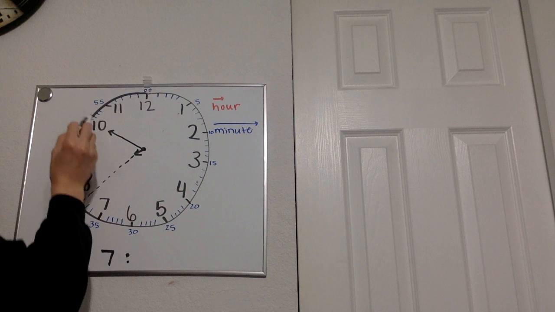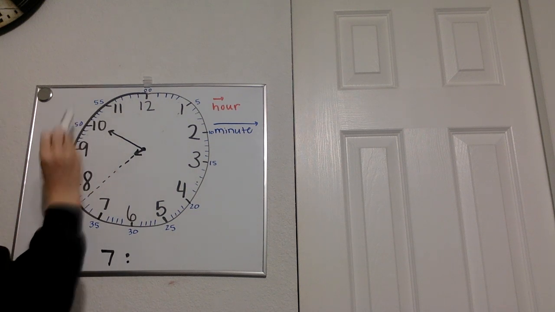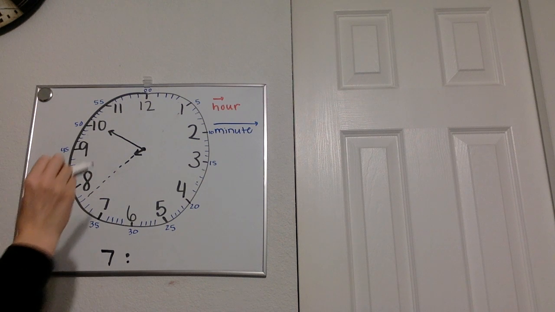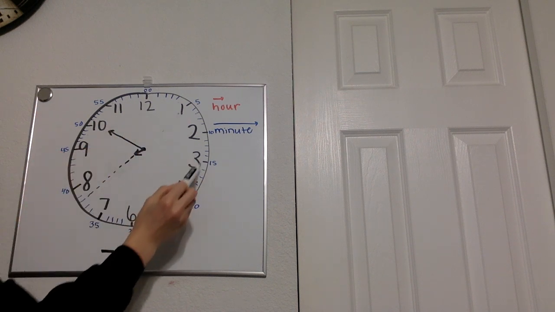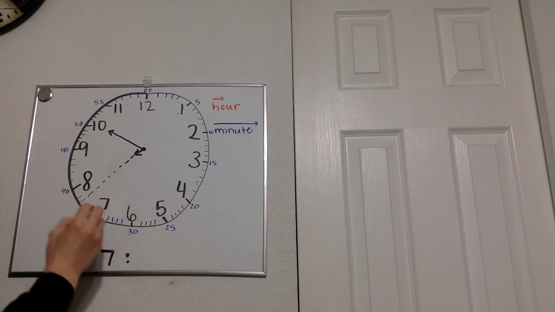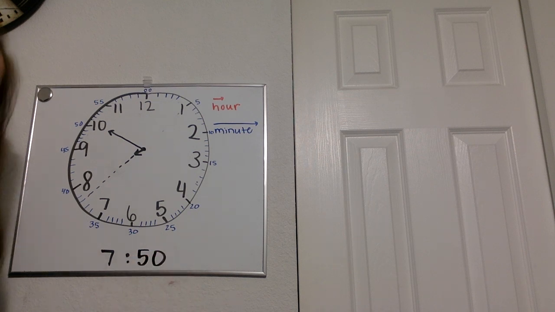Now our minute hand is all the way to the 10. Now I know I wrote the little numbers up here, but it's not going to be on your assignment, so let's count by fives and see what we get. 0, 5, 10, 15, 20, 25, 30, 35, 40, 45, 50. So our clock is reading 7:50.